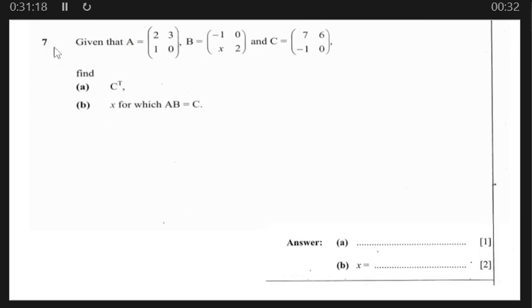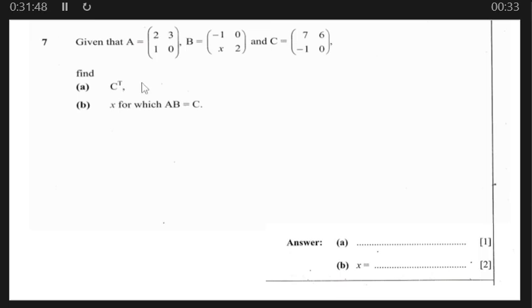It says, given that A is a matrix which is (1, 2; 1, 3, 0), then B is a matrix which is open brackets negative 1, x, 0, 2, close brackets, and C is a matrix which is (7, negative 1; 6, 0), close brackets. Then they say, find A, C, T.